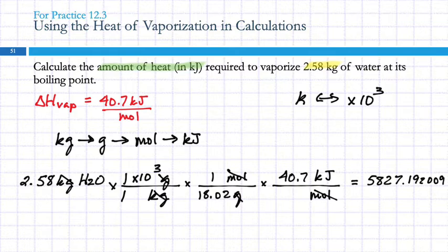How many sig figs should that answer have? 3. Our starting number had 3, right? And our conversion factor here had 3. So, should I round this to 583 kilojoules? I need to add a 0 here. So here I'm rounding in the tens place.